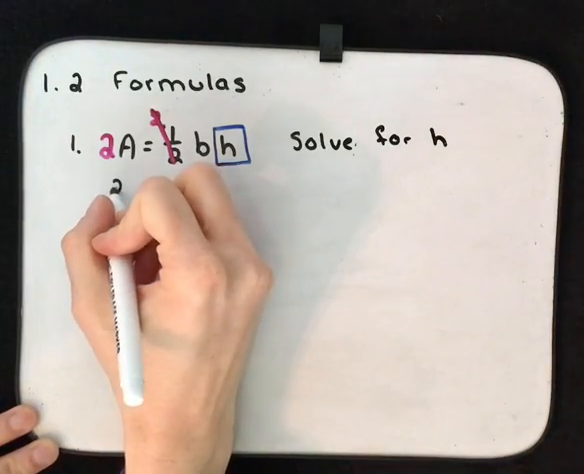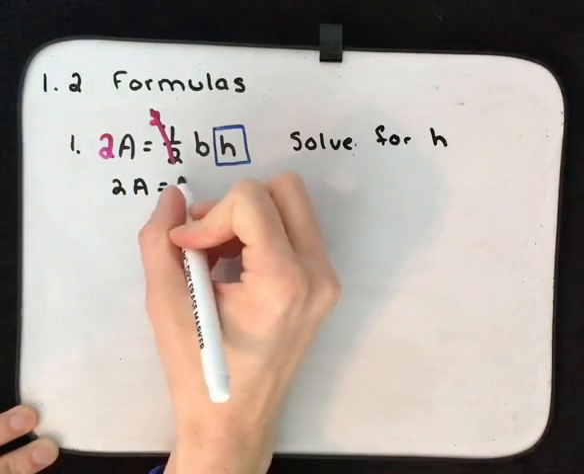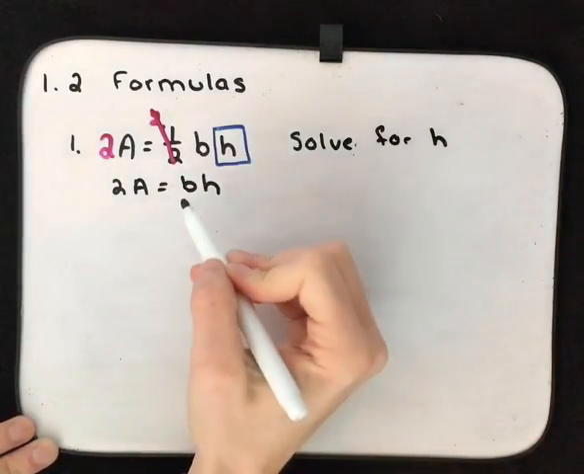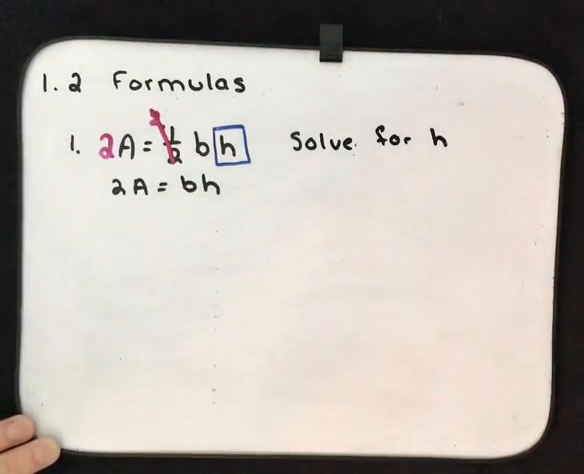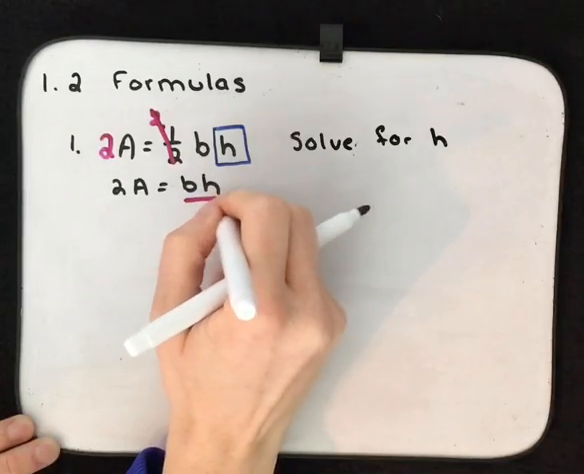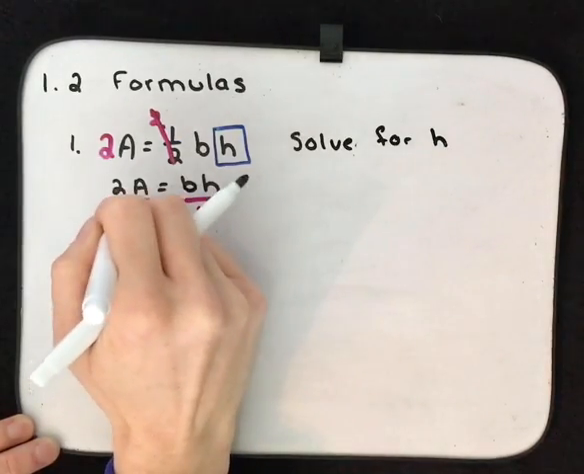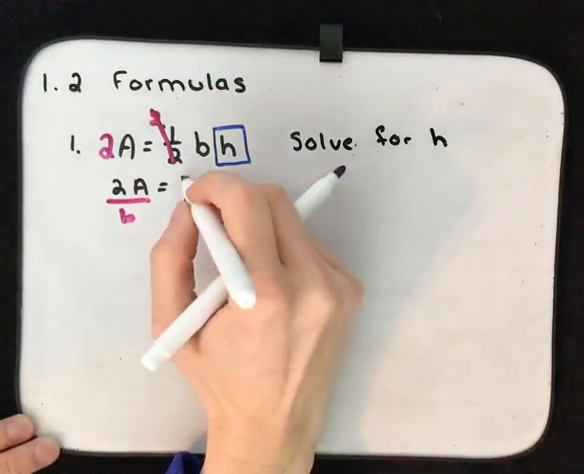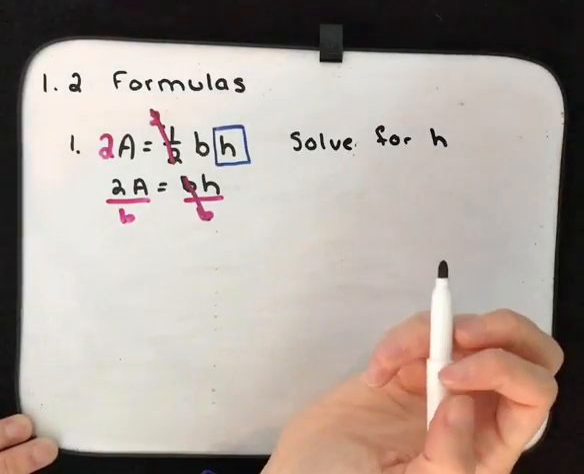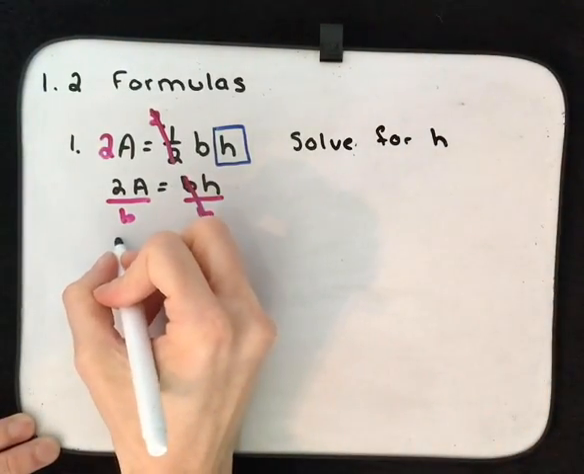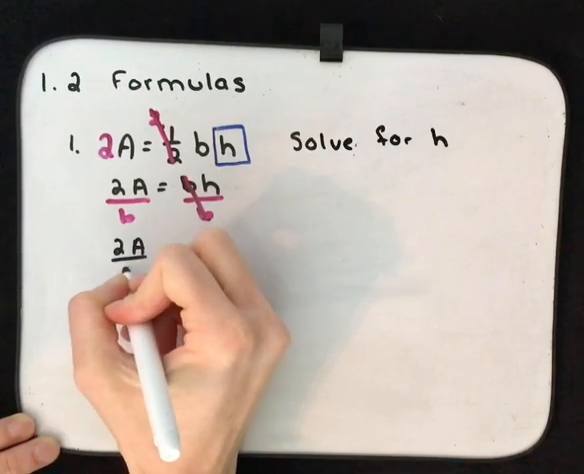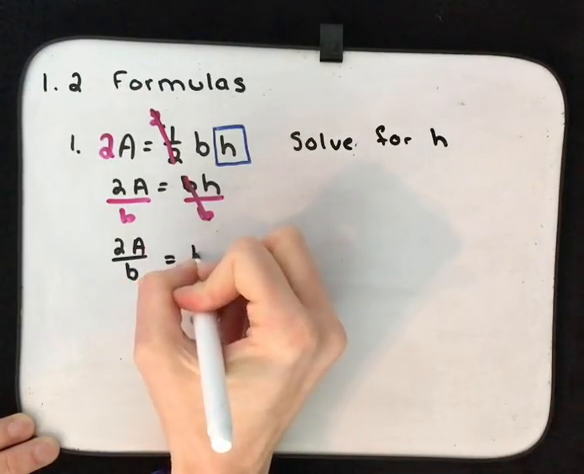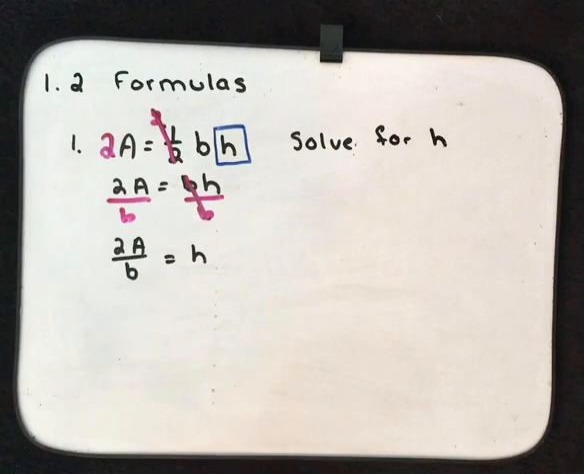So that leaves us with 2A equals bh. Now bh really means b times h. In order to undo that multiplication, let's look at division. b divided by b is just 1, just like if it were a number. So that leaves us with 2A over b equals h. Now we have solved for our variable h.